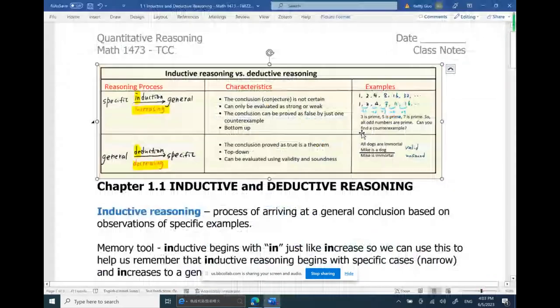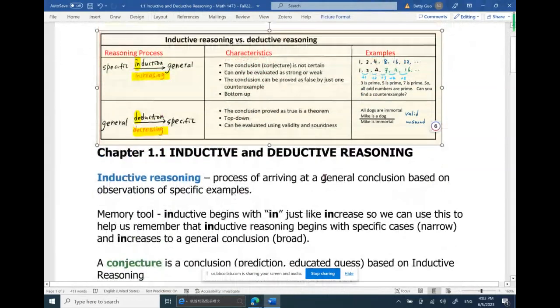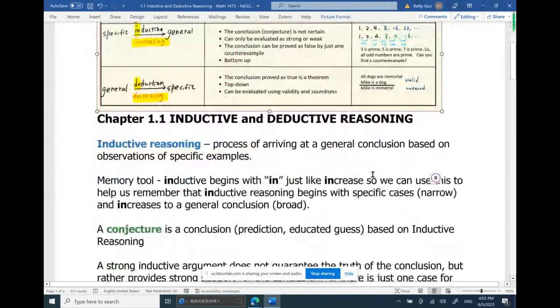Hello class, in this video we cover section 1.1. Please take time to read my table note and the content in a guided note. The video focuses on answering the examples.